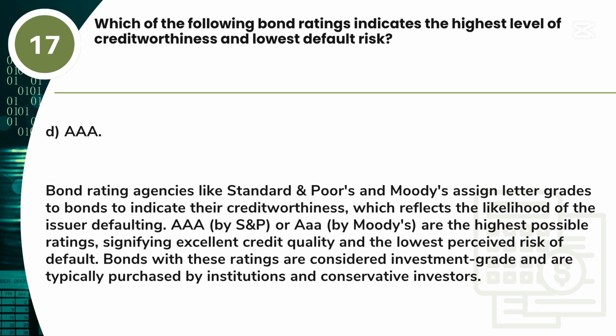Answer: D. AAA. Bond rating agencies like Standard & Poor's and Moody's assign letter grades to bonds to indicate their creditworthiness, which reflects the likelihood of the issuer defaulting. AAA, by S&P, or Aaa, by Moody's, are the highest possible ratings, signifying excellent credit quality and the lowest perceived risk of default. Bonds with these ratings are considered investment grade and are typically purchased by institutions and conservative investors.